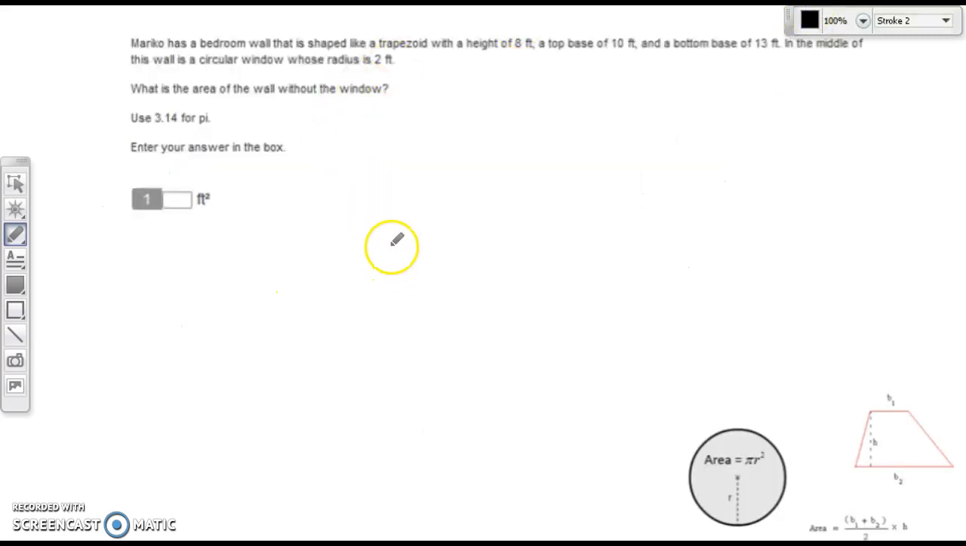So let's check out the first example. Mariko, hope I said that right, I don't know, has a bedroom wall that is in the shape of a trapezoid with a height of 8, a top base of 10, and a bottom base of 13. So let's just go ahead and draw ourselves a trapezoid. The height, remember height is always perpendicular to the base. So the height is 8, the top base is 10, and the bottom base is 13.